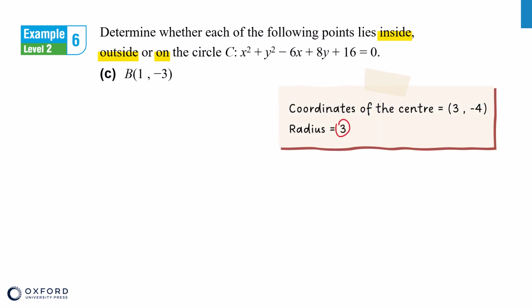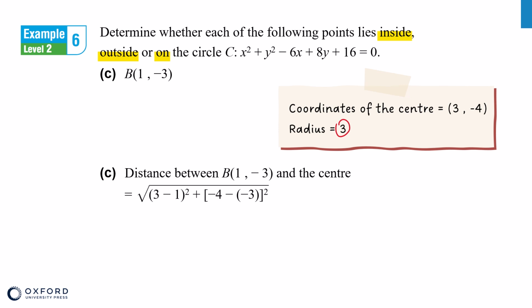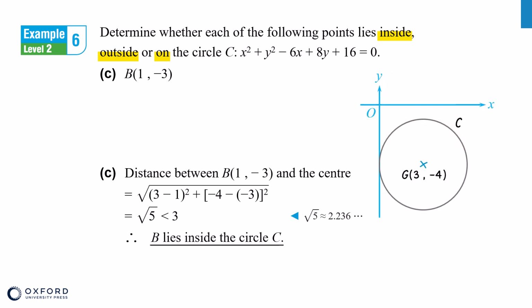Part C. The point is B, 1, negative 3. Again, use the distance formula to find the distance between B and the center. It equals the square root of 5. Using the calculator, it's 2.236 something. So it's smaller than the radius 3. Therefore, B lies inside the circle C.